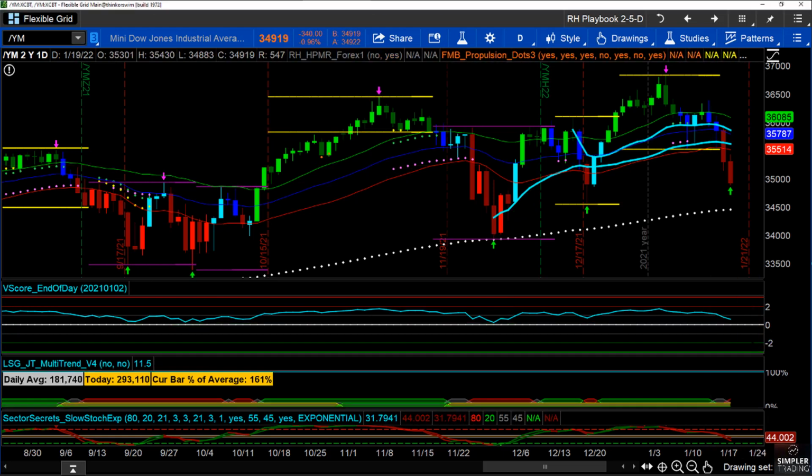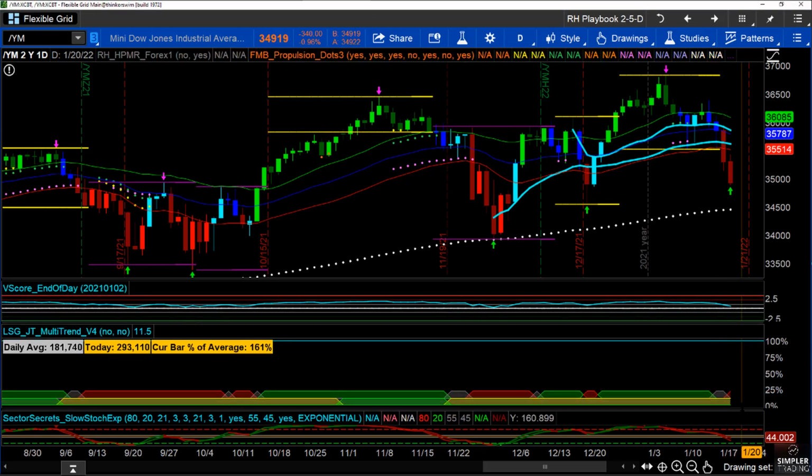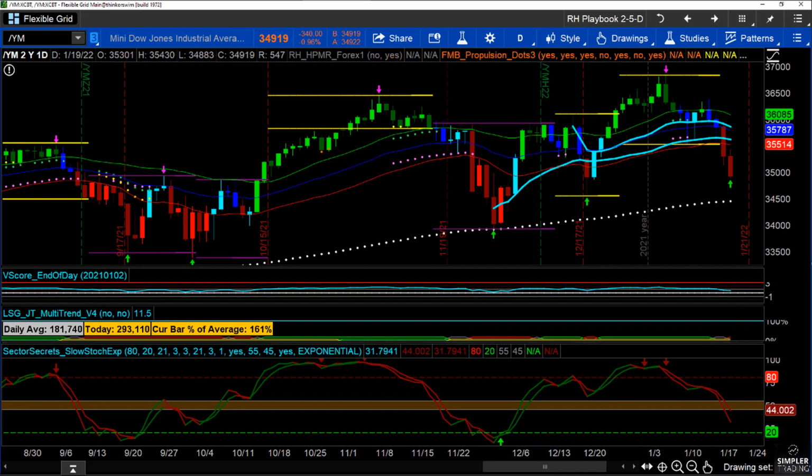The next thing we want to do, again, in this yellow environment is, well, what's the slow stochastic have to say? All right, so many of you know this is the 21K 3D. All the settings are right here for you to see. 80, 20, overbought, oversold reading. We're not oversold quite yet. And if we're going to make a trip down to this 200 propulsion, that makes sense.